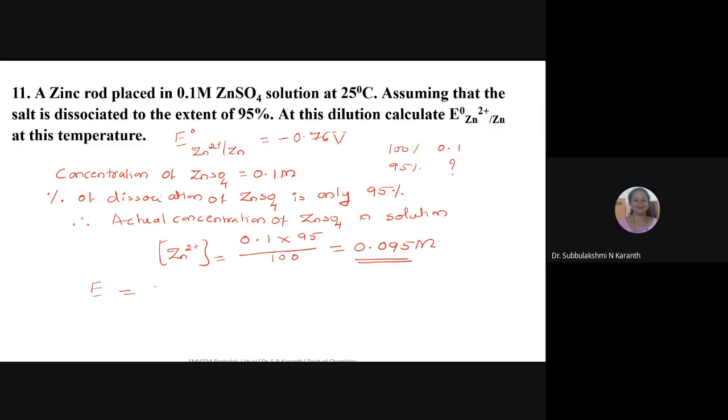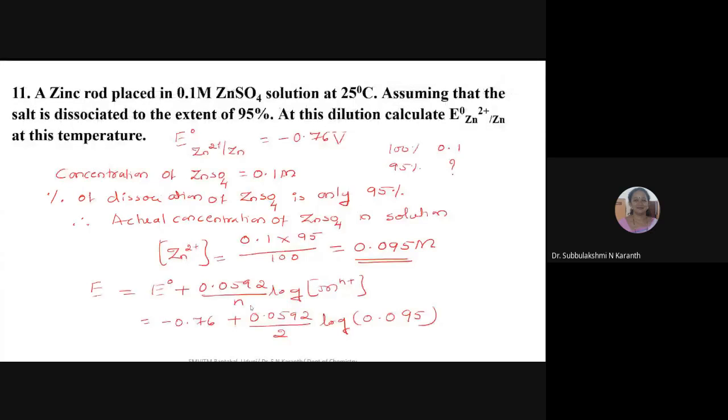At this dilution and at this temperature, 25 degrees, you have to calculate the electrode potential. You can use the Nernst equation, E equal to E naught plus 0.0592 by n log concentration of M n+. So E naught is minus 0.76 plus 0.0592, number of electrons transferred is 2, log concentration 0.095. After substitution, you will get the answer.